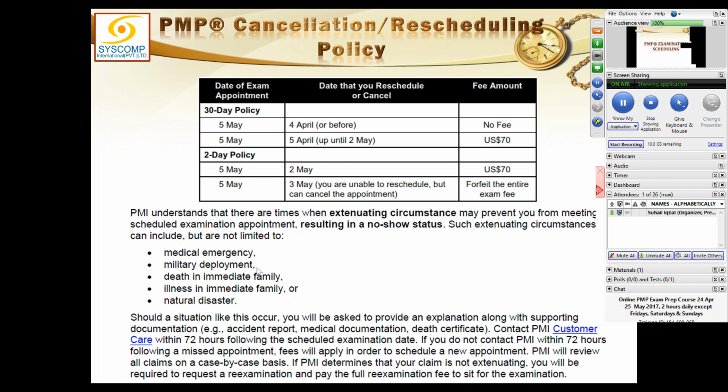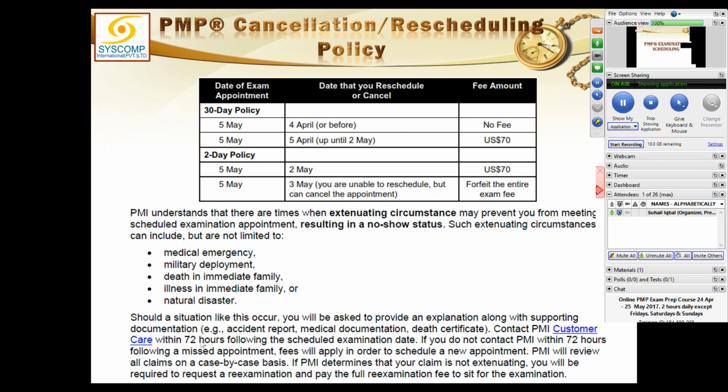If you are a soldier, if you are deployed by your forces, that could be one of the reasons that you cannot come to the exam. There is a death in the immediate family. There is an illness in the immediate family. Or there is a natural disaster. These are the only five cases when PMI may consider that you should be provided another chance.